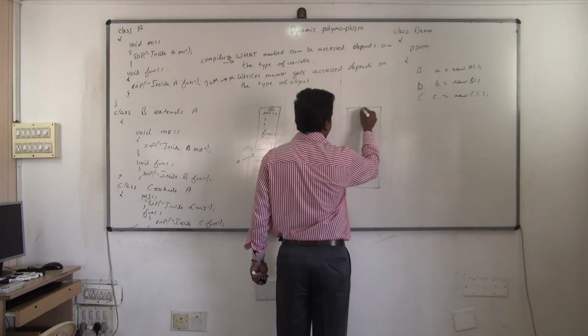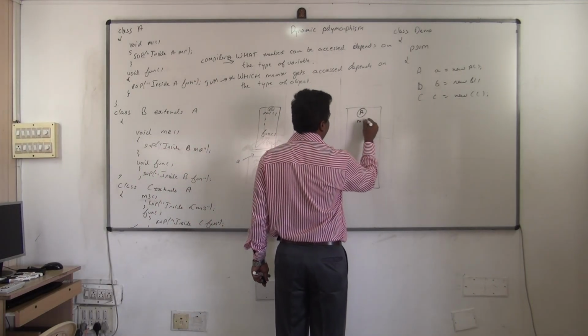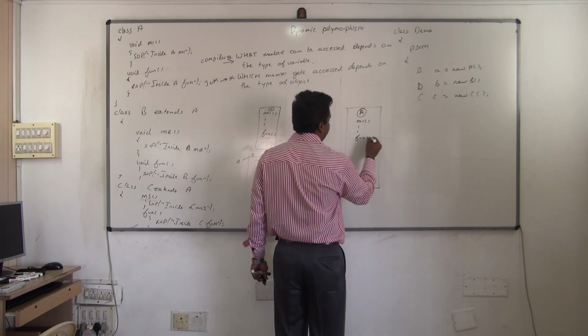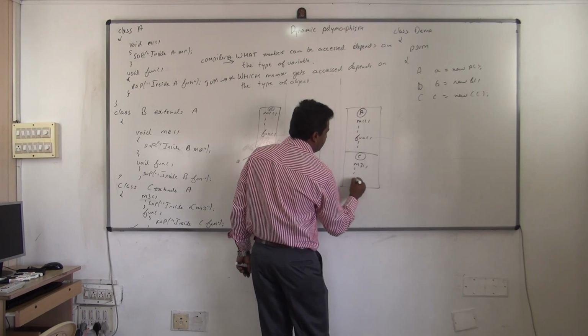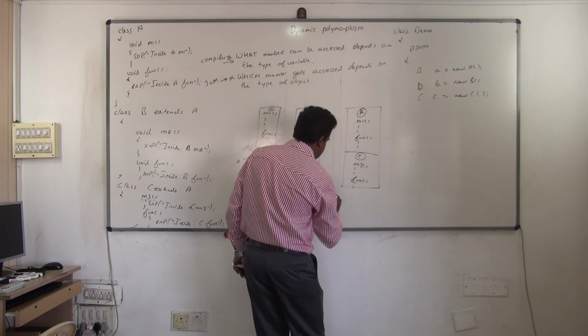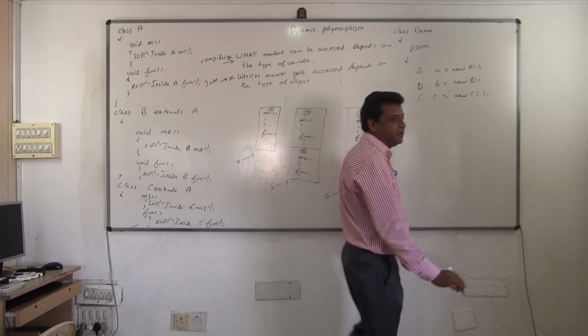Members of A and C. Means M1 you will have as it is, fun you will have. And in C class, members you will have M3 and fun. So this is the C object. Do you have any questions till here?